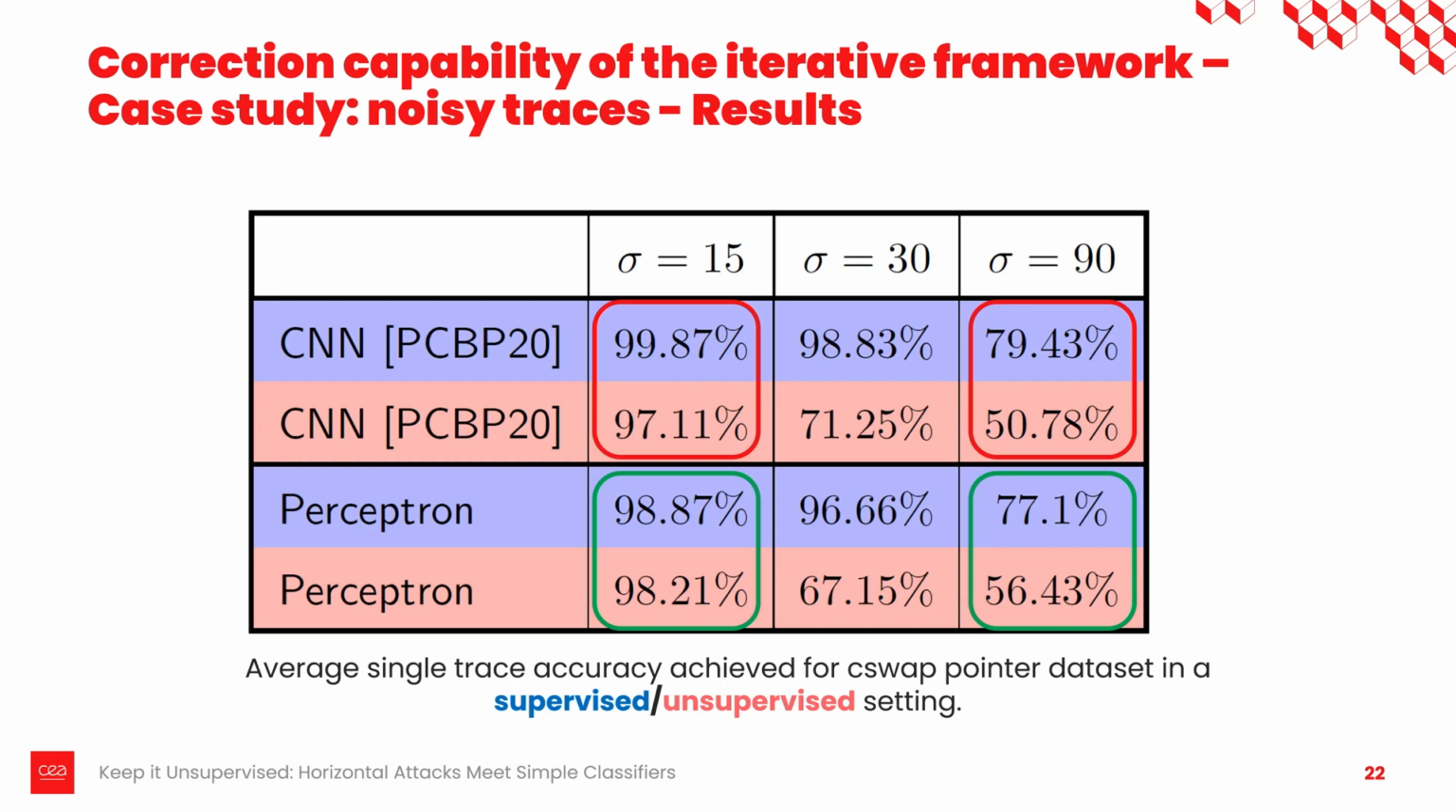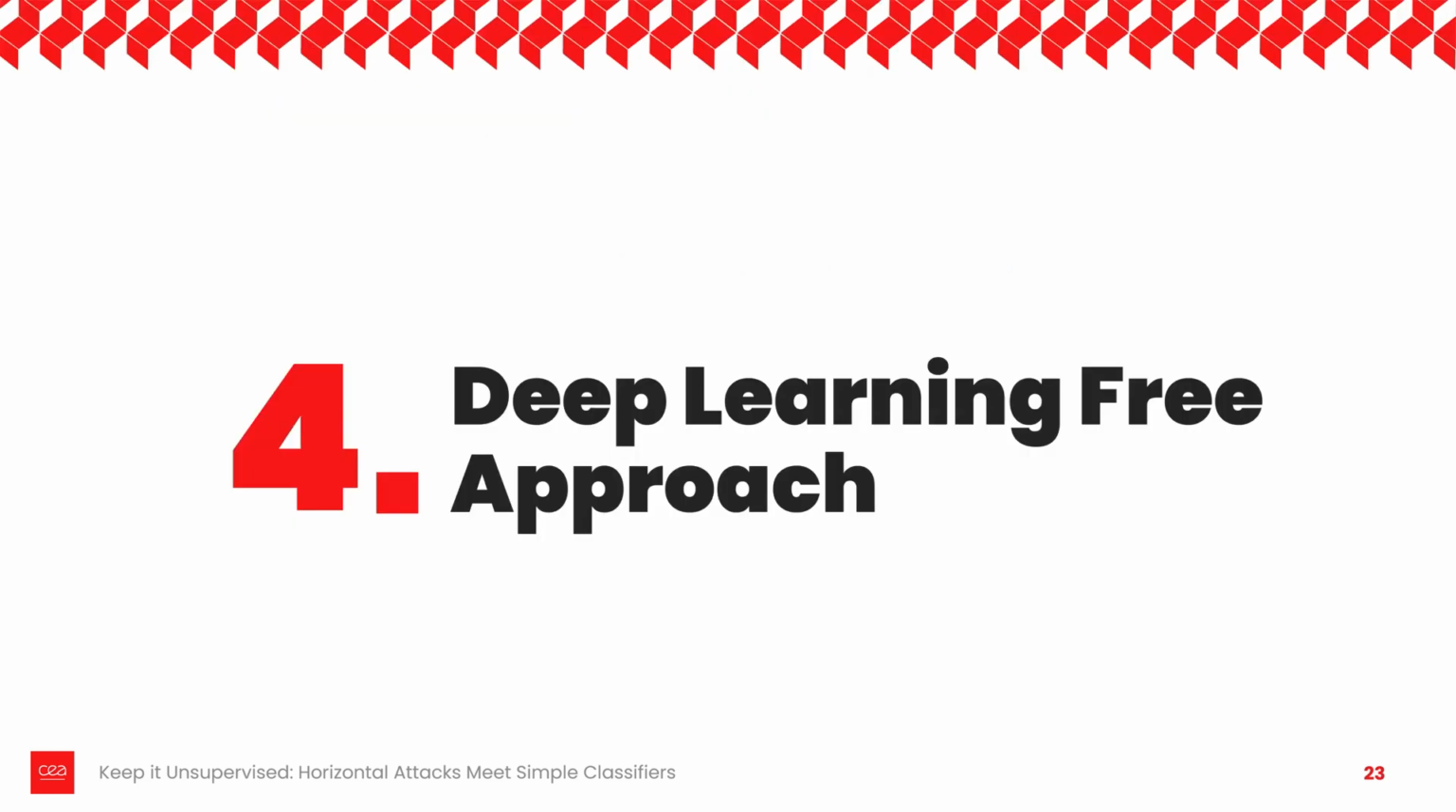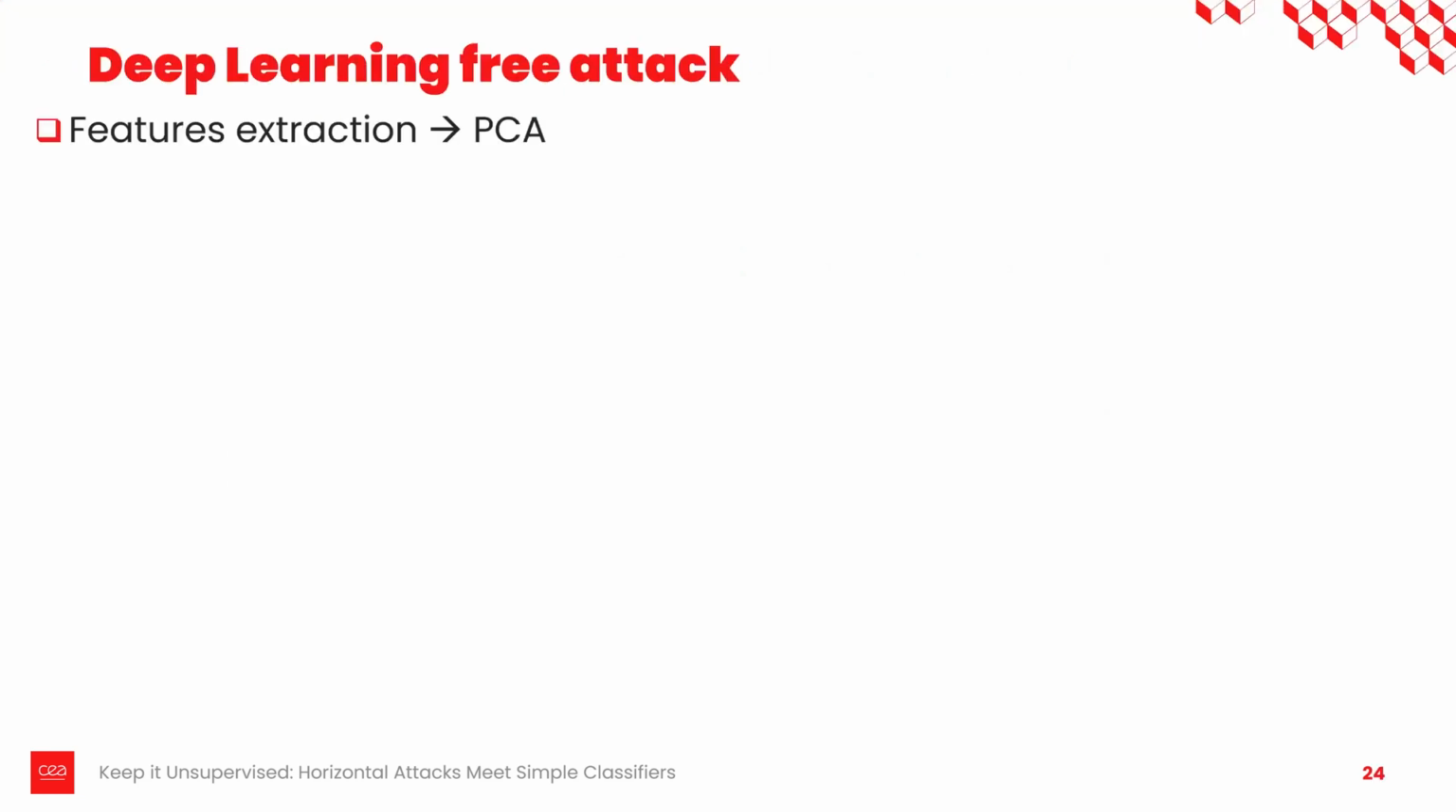So we finally wondered if it's really necessary to pass through this advanced tool instead of applying classical statistical tools. This is what we do in the last part of the paper. We show that the use of the iterative framework was finally not mandatory in the context it was proposed. To perform this alternative unsupervised attack, we applied a very well-known feature extraction technique, namely principal component analysis.